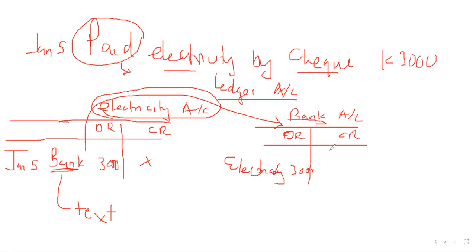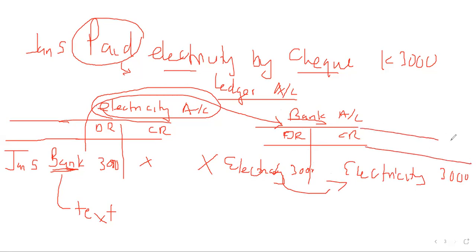Okay. Then we go to bank. When you go to the bank account, you don't enter on the debit side of the bank. Since the bank account has given out, you say electricity, 3,000 kwacha on the credit side. So the bank has given out 3,000 kwacha, which has gone to the electricity. Any challenge on how to enter there?